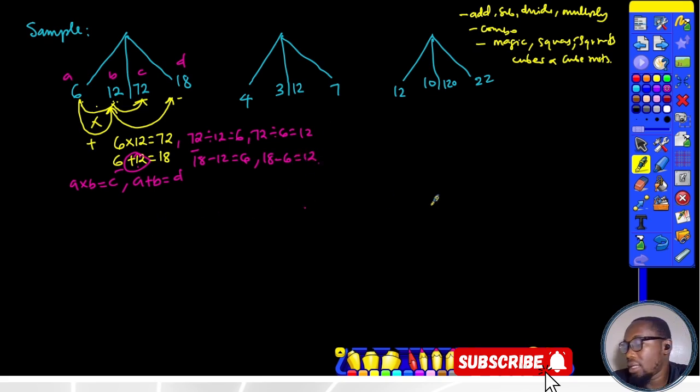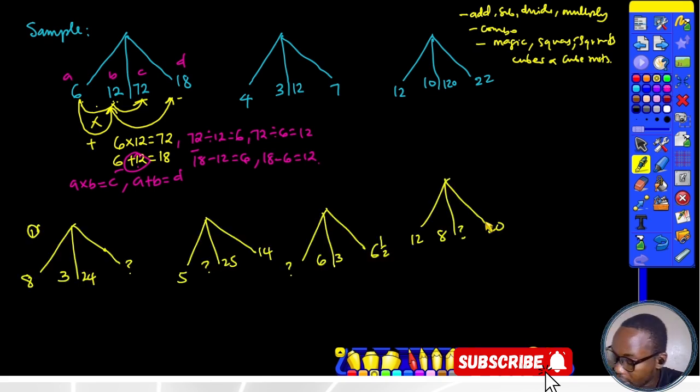So let's see if we can take a few samples. All right, for us to do this, guys, we need to just look at quickly. This is a very simple one. We know that 8 times 3 will give us 24, and 8 plus 3 should give us this plus this should give us this. So here is going to give us what? 11. And 5 times this will give us 25.